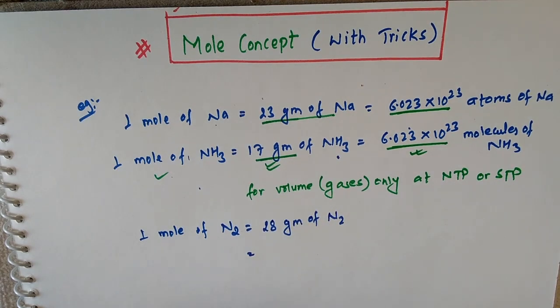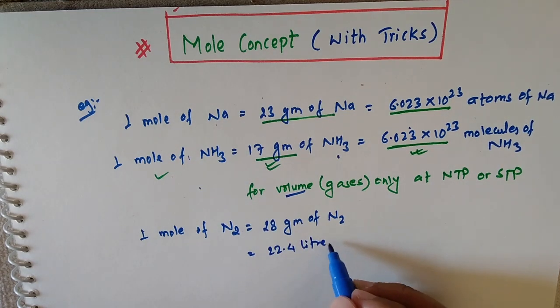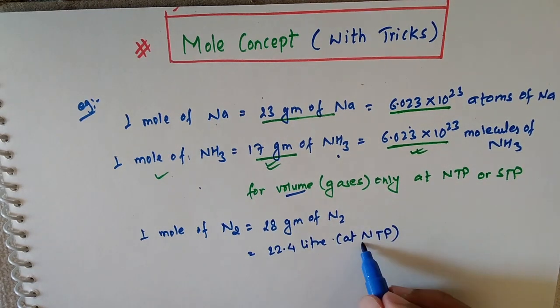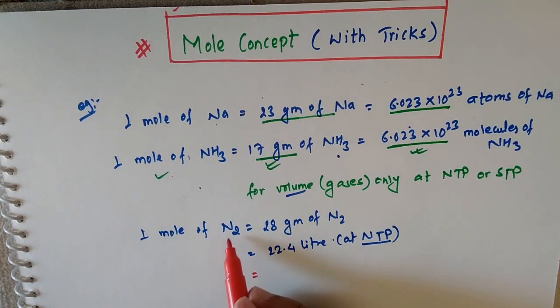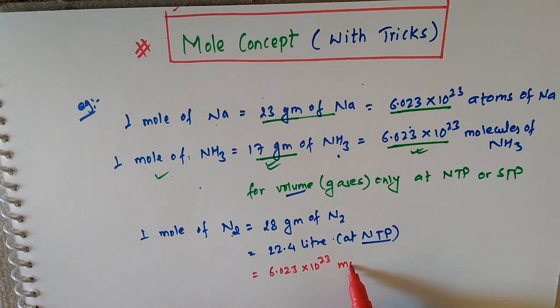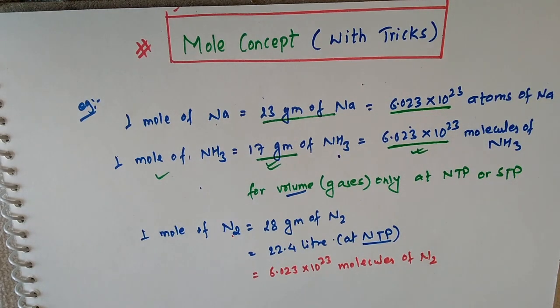And 1 mole of nitrogen, you can also say in terms of volume: 1 mole of nitrogen at NTP is 22.4 liter of nitrogen. The condition will be NTP. And also here, 1 mole of N2 means how many molecules of nitrogen? 6.023 into 10 to the power 23 molecules of N2. You can relate this. And for every gas, 1 mole means 22.4 liters.